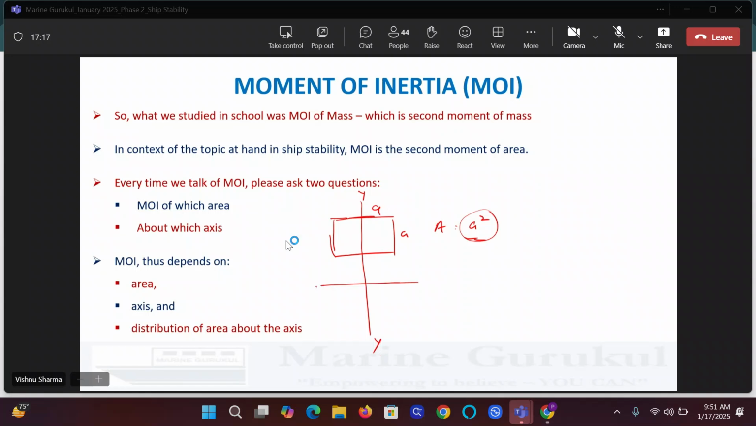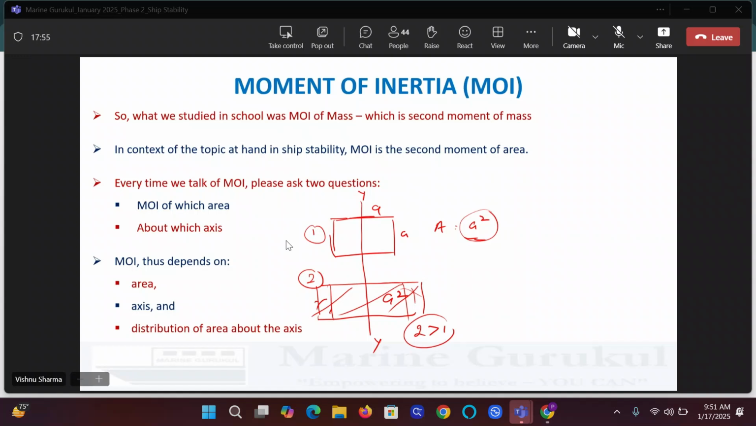Distribution of this area so that this area is also a square, but now I have changed the distribution about the axis. Now the moment of inertia of case 1 and case 2 will be different. Moment of inertia of case 2 will be greater than case 1 because the area is distributed far away from the reference axis. So moment of inertia will depend on area, the axis, and how the area is distributed about the axis that you are talking about. So please keep this thing in mind.